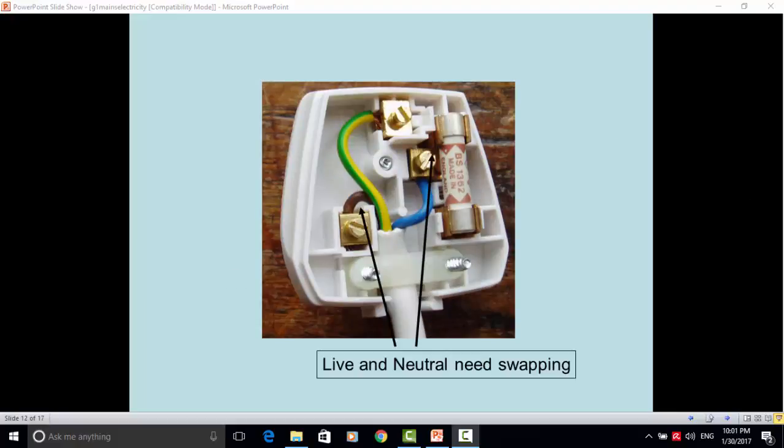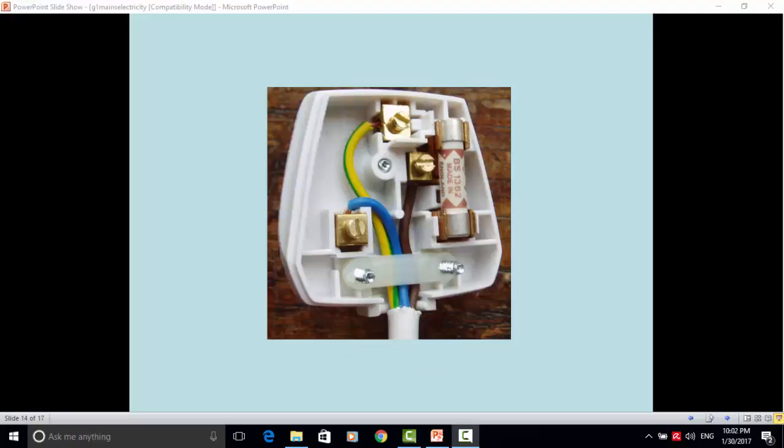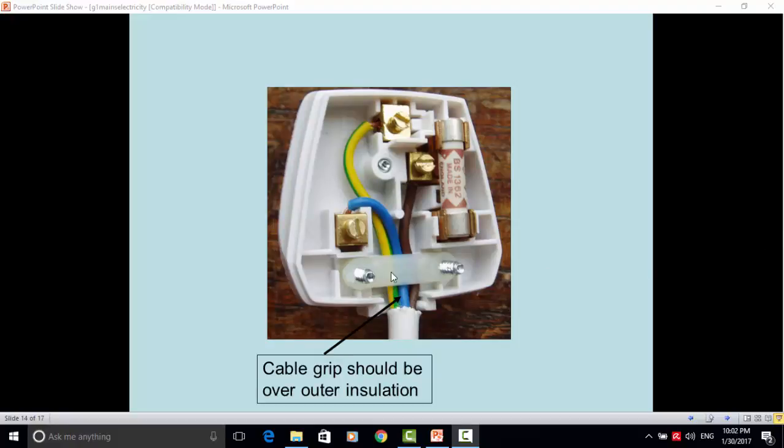In this case, the live and neutral need swapping. The brown should be at the bottom right, connected to the fuse, that is the live. The blue should be bottom left, connected to this pin. In this case, there's no cable grip at all. In this case, the cable grip has gone over the inner insulation, not the outer insulation. This won't grip the wires properly, leaves this area short of a layer of insulation, and could lead to pulling on the electrical connections.